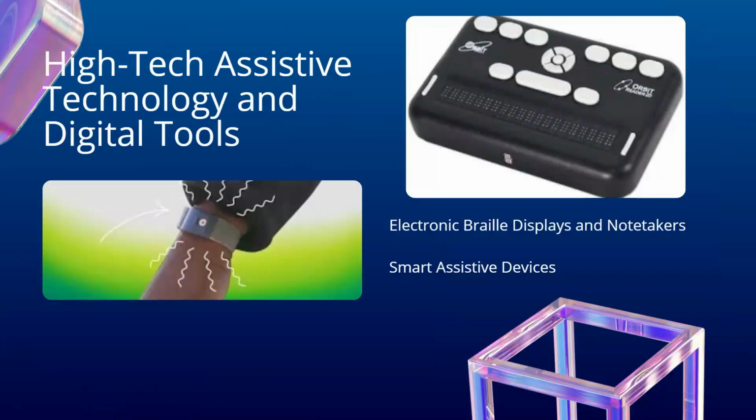So, high tech assistive technology and digital tools include electronic braille displays like BrailleNote and Orbit Reader. These allow students to read digital text in braille. These devices also convert information into tactile braille characters, which can help them feel and read. Digital note takers, which combine braille with speech output, are also very popular for students who need to take notes during class.